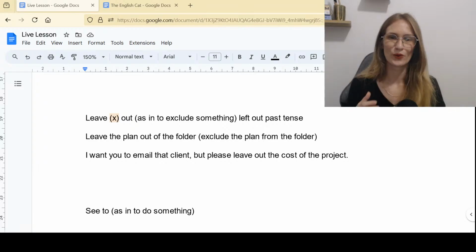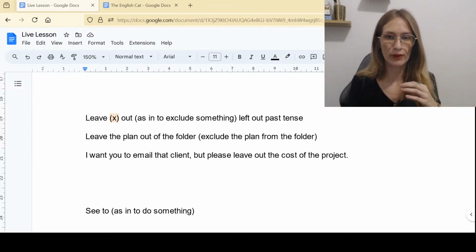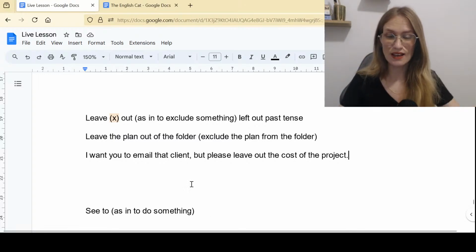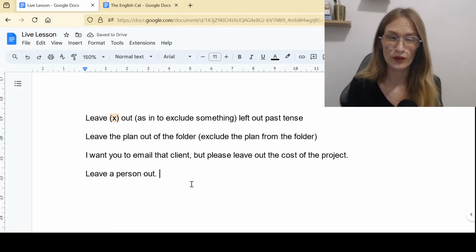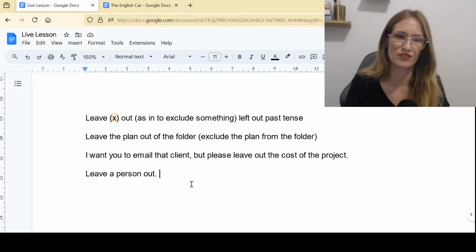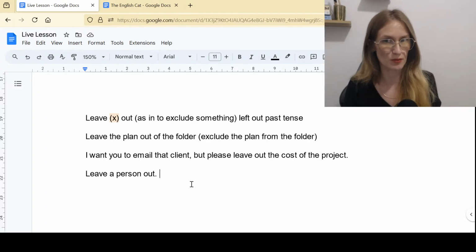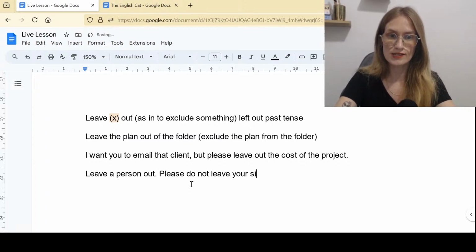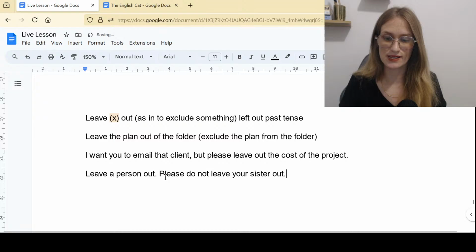Okay, so in general, when we use leave out, we are talking about something from a plan, from a project, from an idea, but we can also, not so much as adults, but definitely as children, leave a person out. This is more something you see at school between children, but I'm sure we can all remember a group of friends that didn't invite us to something. Or maybe you have children and one of your children is not being invited to something. So again, you would say leave a person out. Please do not leave your sister out. Do not exclude your sister from your games, from your activities.